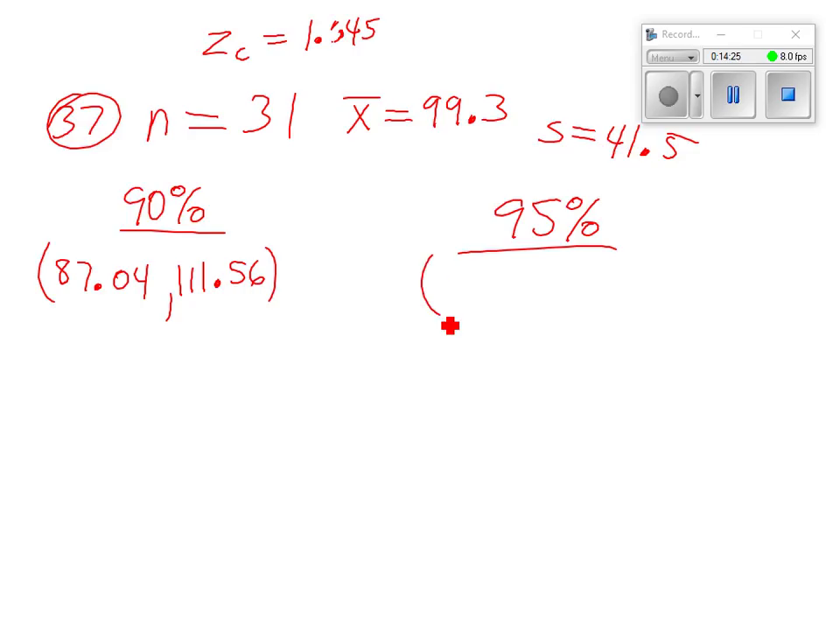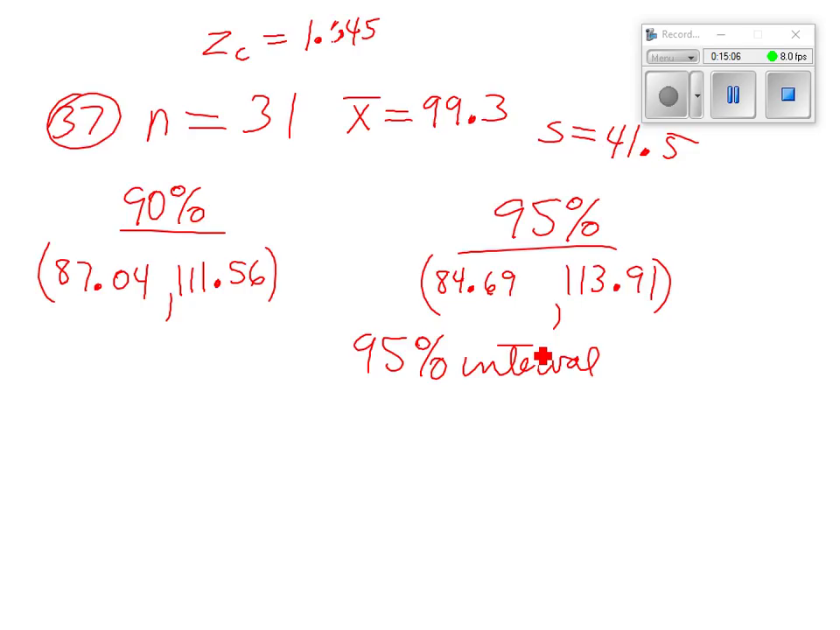87.04. Now, the reason I think they gave us a problem like this on here is because of that last problem. How much difference was there between 90% and 95% on the last problem? Hardly none. But watch what happens here. This is 84.69 and then 113.9. What happened? It got quite a bit wider, didn't it? Not a whole lot for the numbers, but you can tell it got wider this time. So for your explanation here, the 95% interval is wider.